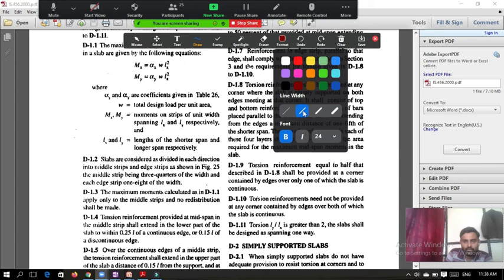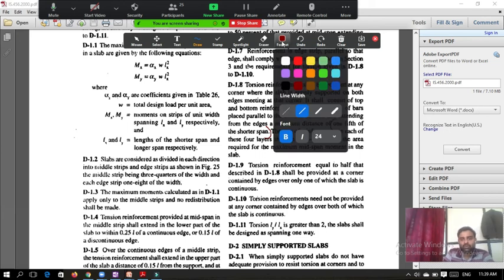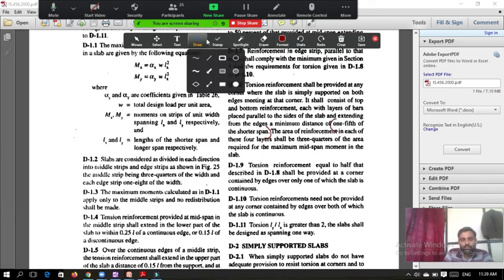In D 1.8: the torsion reinforcement shall be provided at any corner where the slab is simply supported on both side edges meeting at the corners. It shall consist of top and bottom reinforcement, each with layers of bars parallel to the sides of the slab, extending from the edge a minimum distance of 1/5 of the shorter span. Here they have mentioned 1/5 of the shorter span.